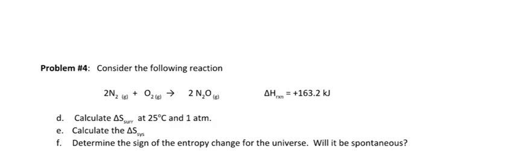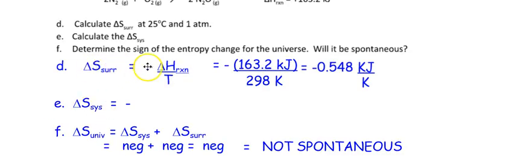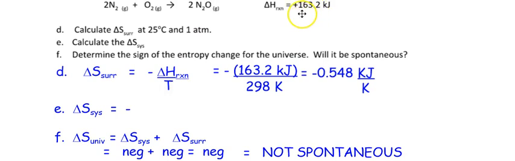All right, so in problem number 4, here is another setup. Why don't you pause this and come back and see how we did? All right, so the delta S surroundings is negative delta H reaction over temperature. So it is the opposite, the negative. Let me scroll up here. It's positive 163.2 kilojoules, so it's the negative of that, because it's absorbing the energy from the surroundings, taking away the energy from the surroundings, giving it less motion, right? So it's going to be negative 0.548 kilojoules per Kelvin, which is negative 548 joules per Kelvin.